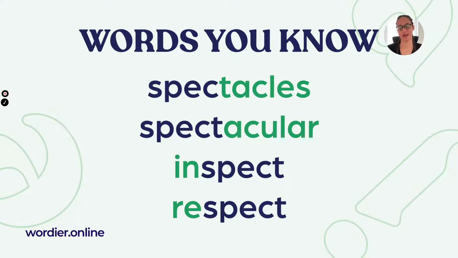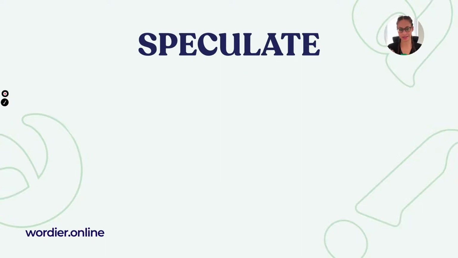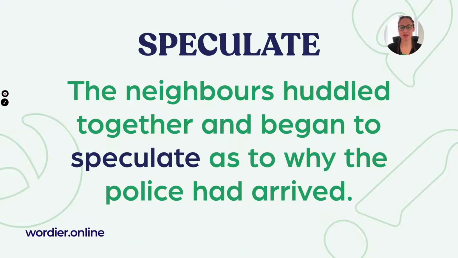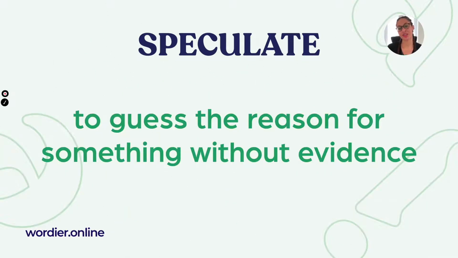Let's get into our 5 new words. Speculate. You might say, the neighbours huddled together and began to speculate as to why the police had arrived. So they're huddling together, they don't know why the police have arrived, but they are speculating. And we say speculate as to, or you can say speculate how, speculate why. Okay, the definition. So it's to guess the reason for something without evidence. So in that example, the neighbours didn't really have any evidence as to why the police had come, so they just started talking and making guesses.